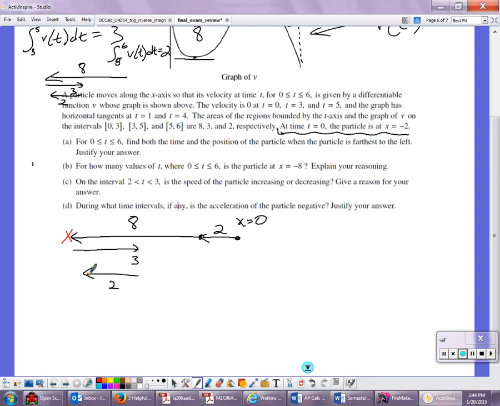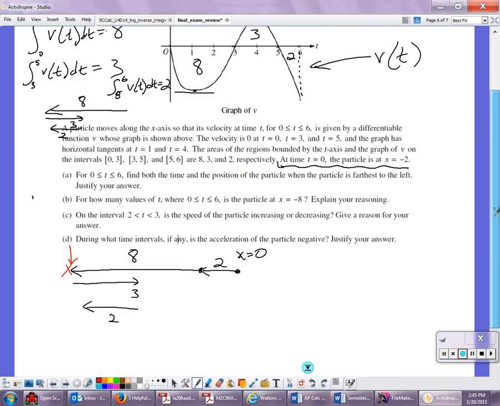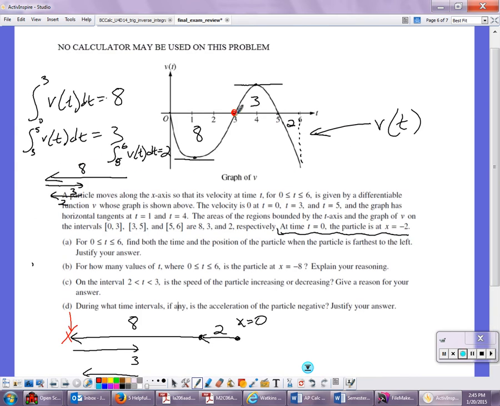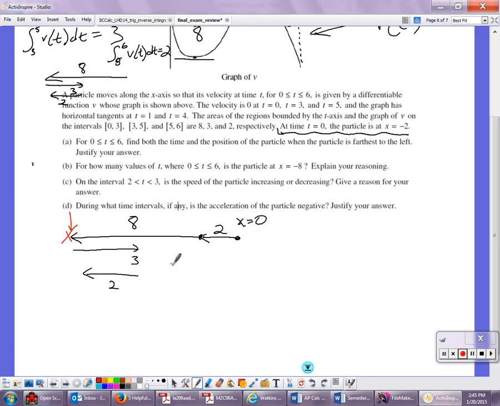So where does it, so how long is it, sorry. So when does it reach here? Well, it reaches here. We know that, if we go look at our graph, that's right here when t equals 3.